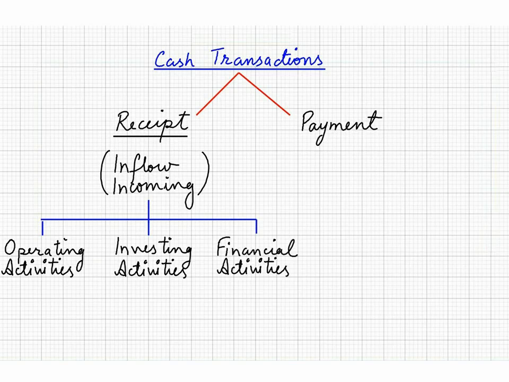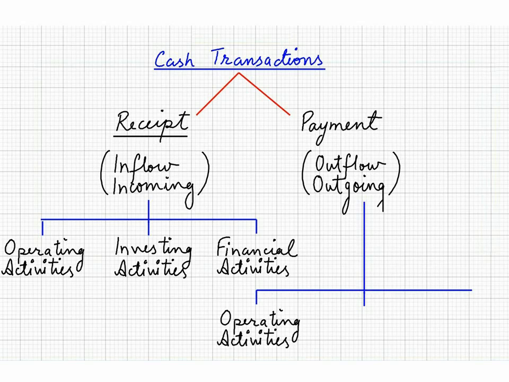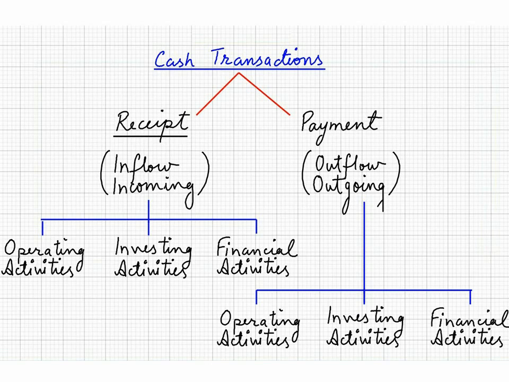In the same way, the second category of cash transaction is payment. You can call it cash payment, cash outflow, cash outgoing, or cash lost. They can be categorized into three parts: operating activities, investing activities, or financial activities.